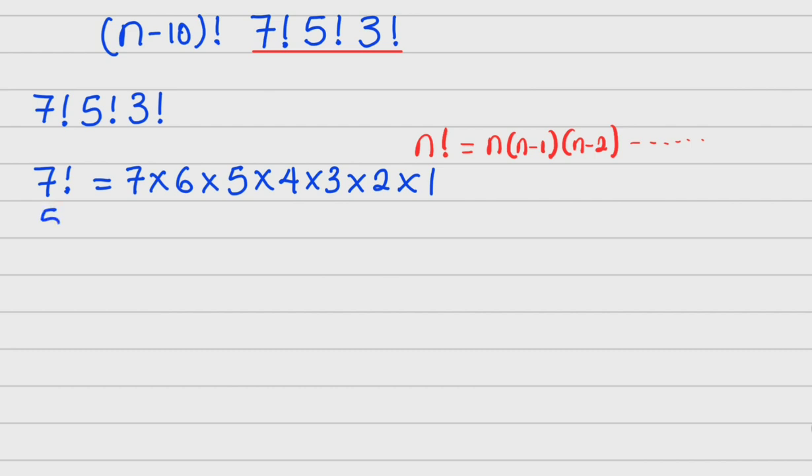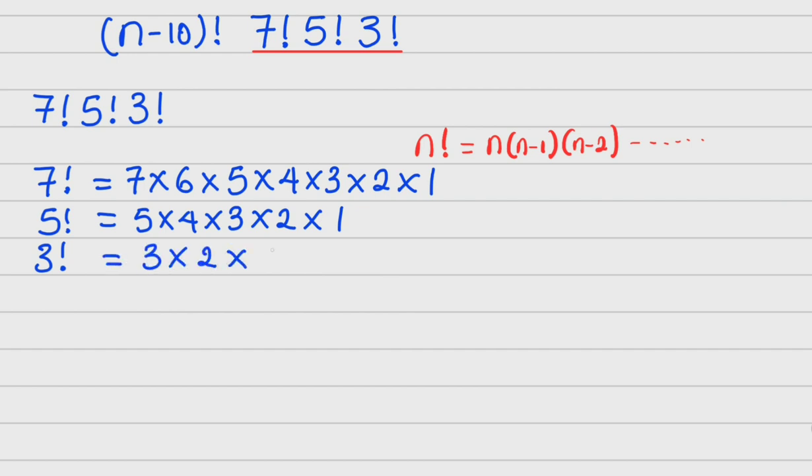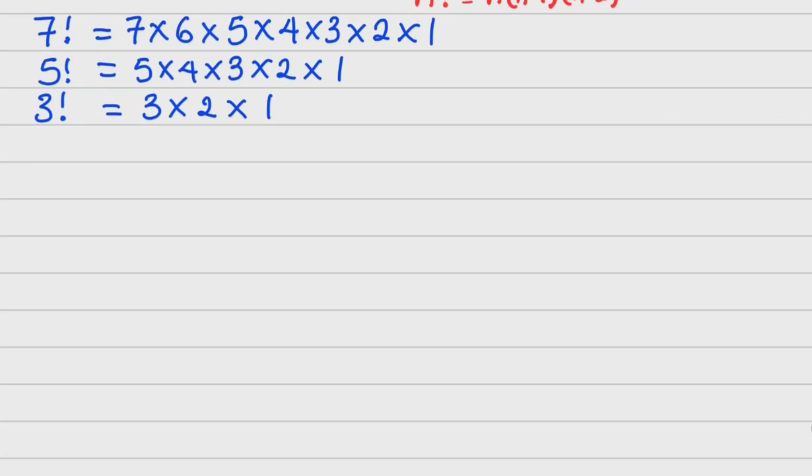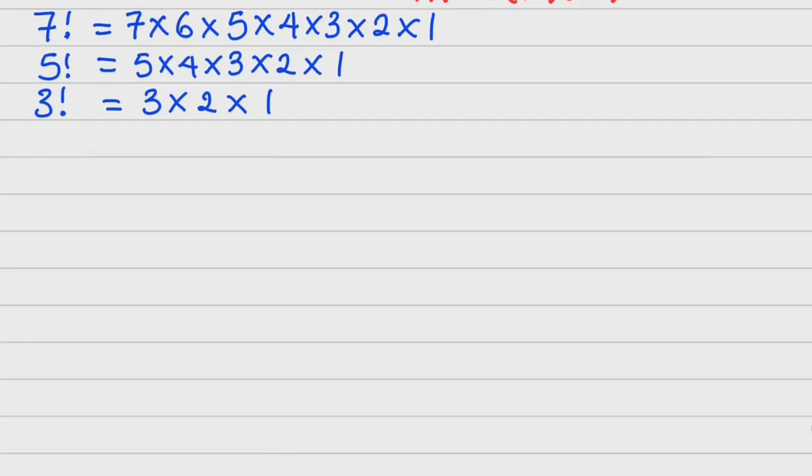So let me pick 5 factorial, the same method. This is going to be 5 times 4 times 3 times 2 times 1. I'm done with this aspect. So let me go to 3 factorial. I'm going to have 3 times 2 times 1. Now, since I have this, recall we want to express it as a single number factorial. So what do I do next? Now listen.